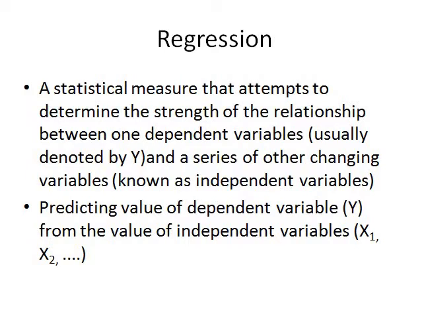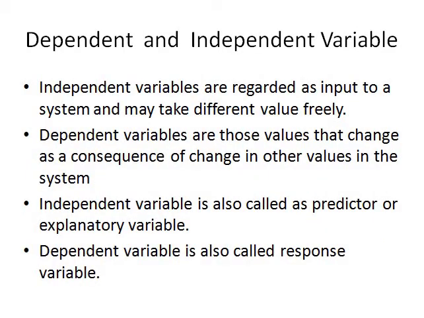So let's see what is dependent variable and independent variable. Independent variables are regarded as an input to the system and it may take different values, whereas dependent variables are those values that change as a consequence of change in the values of the system. That is nothing but change in the values of the independent variables. Independent variables are called predictor or explanatory variables, whereas the dependent variable is a response variable.